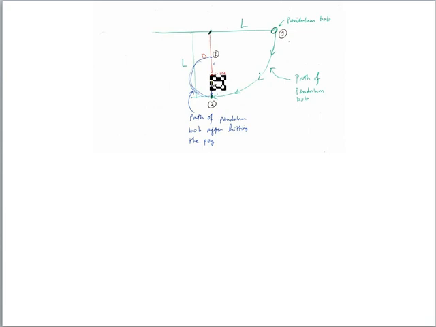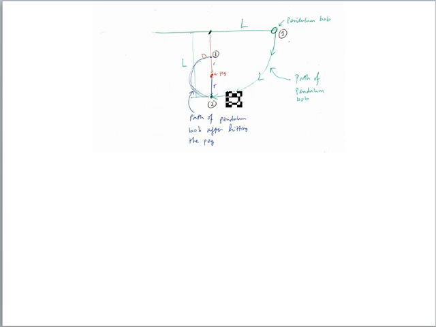If the peg is low enough down, if d is big enough, then you observed in your lab that the bob goes in a circle around the peg and it just wraps around. If d is too small, that means the peg is too close to the support, then the pendulum doesn't go all the way back up and it just kind of flops around.